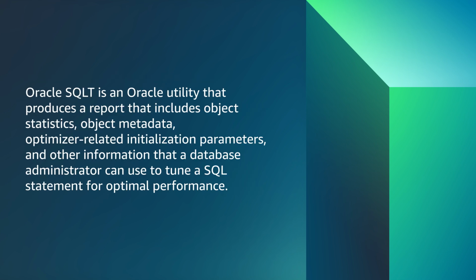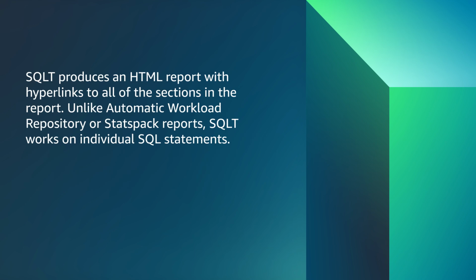Oracle SQLT is an Oracle utility that produces a report that includes object statistics, object metadata, optimizer-related initialization parameters, and other information that a database administrator can use to tune a SQL statement for optimal performance. SQLT produces an HTML report with hyperlinks to all of the sections in the report. Unlike Automatic Workload Repository or StatsPack reports, SQLT works on individual SQL statements.